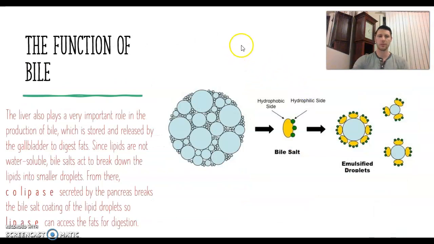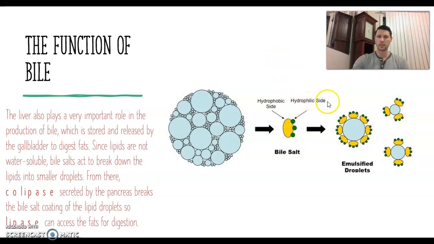So next we're going to look at the function of bile, which is produced in the liver. It is then stored and secreted in the gallbladder, and is secreted at the duodenum, so right at the area where the stomach meets the small intestine. We're going to talk about fat digestion for a little while here. As we can see, these big blue molecules represent our triglycerides, or our fat molecules. And then we have these bile salts, obviously a component of bile.